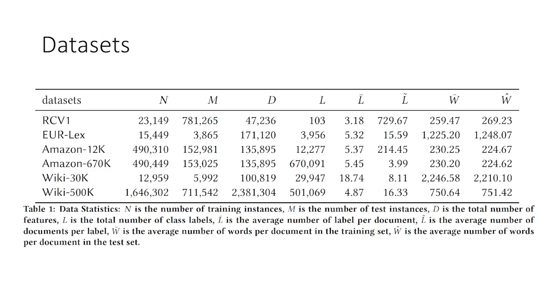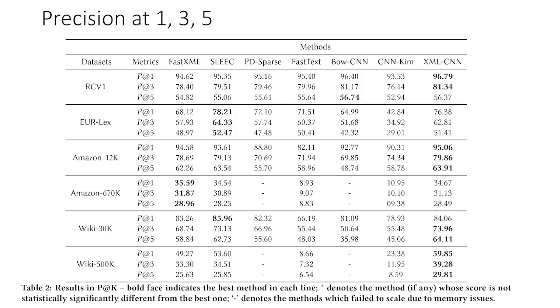Okay, finally, it's the experiment setting. We consider 6 benchmark data sets. The first two are small data sets, RCV1 and Eurlex. The middle two are medium-sized data sets, Amazon 12K and Wiki 30K. And the last two are the largest ones, Amazon 670K and Wiki 500K. And here are the results.